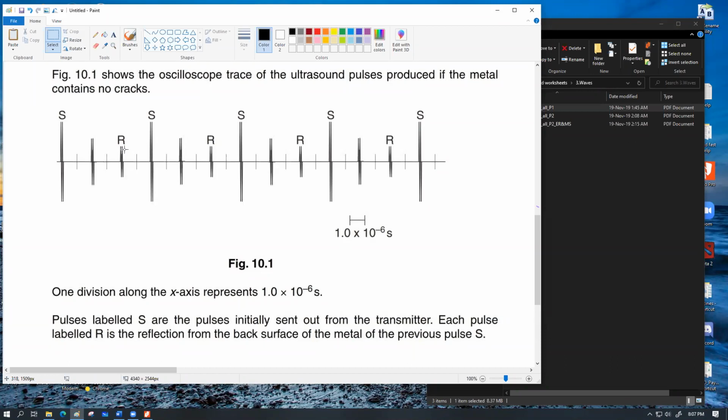Sir, is it possible that anything would be just after R? Is there any possibility? No.